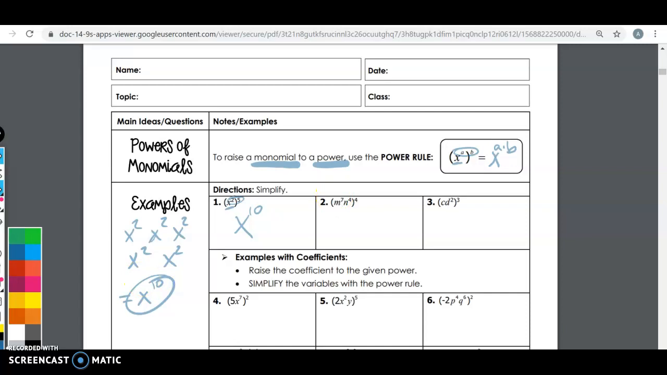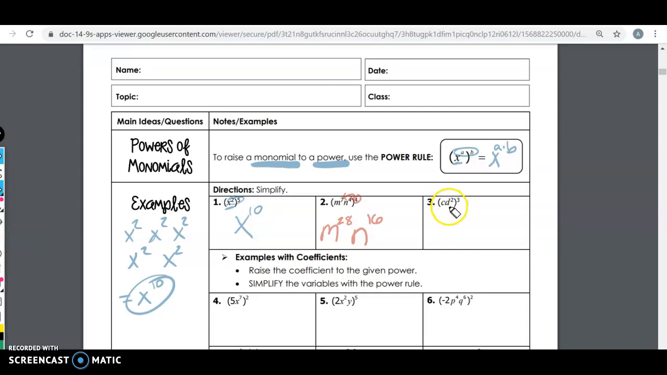Let's look at number 2. Here we have a little bit of distribution going on. We have the exponent of 4 on the outside, so we have to multiply it not only to the m, but also to the n. Separately, that makes m, 7 times 4 is 28, and then n, 4 times 4 is 16. You can't combine these because they're different bases, they're different letters.